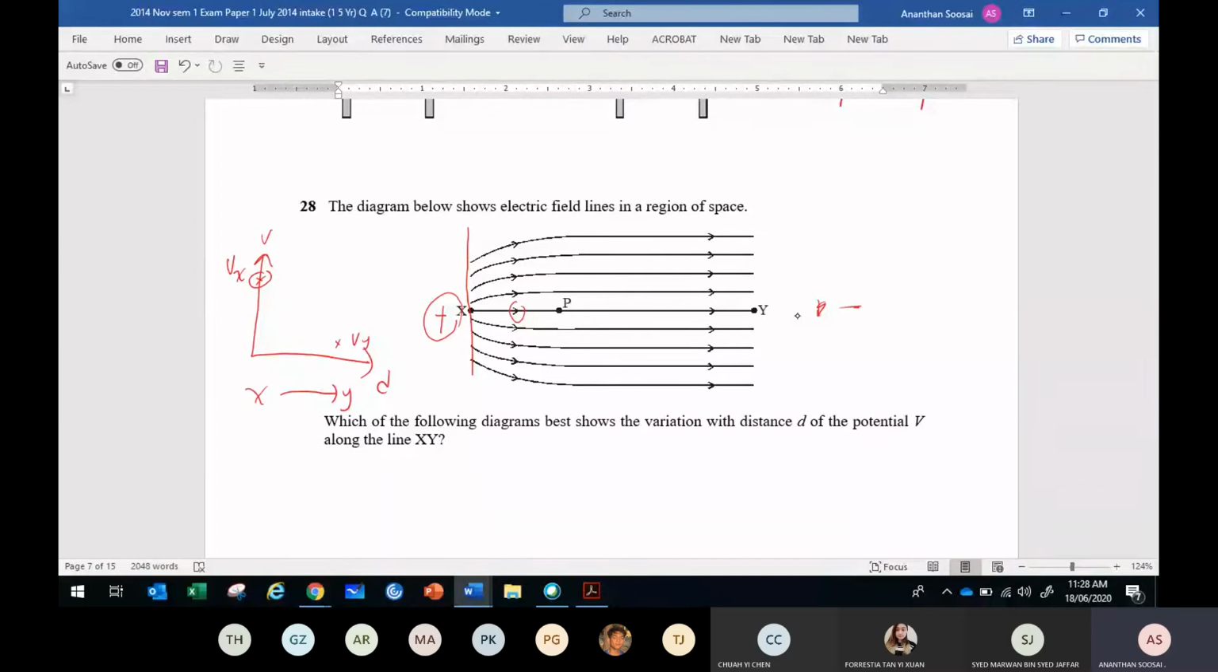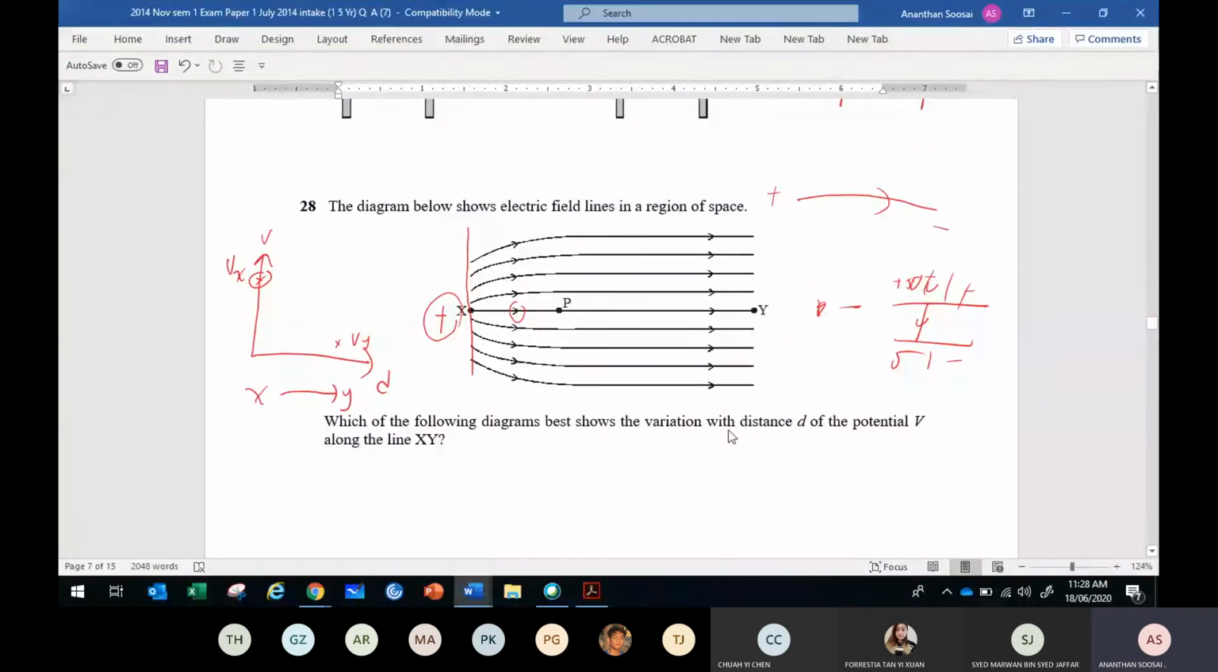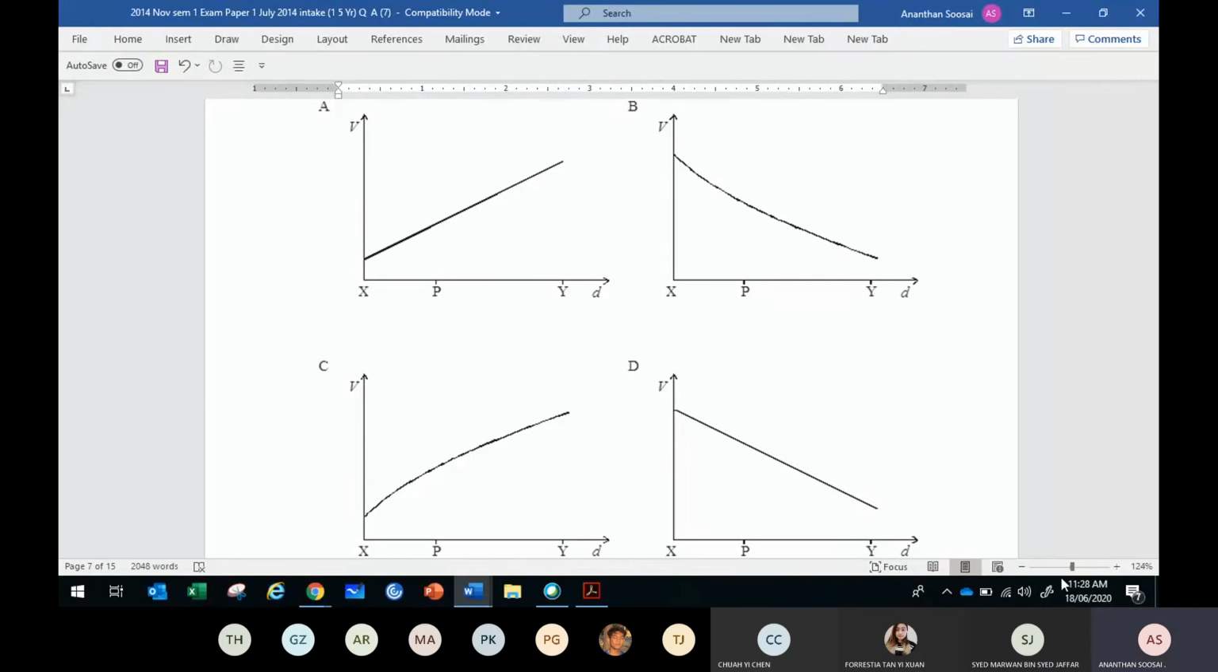Field always moves from high potential to low potential, from positive to negative, like a parallel plate. If this is a positive 50 volt and this is 0, the field always travels from high potential to low potential. So Vx is a high potential. But now, we go to the question, the answer. So which should be the answer?